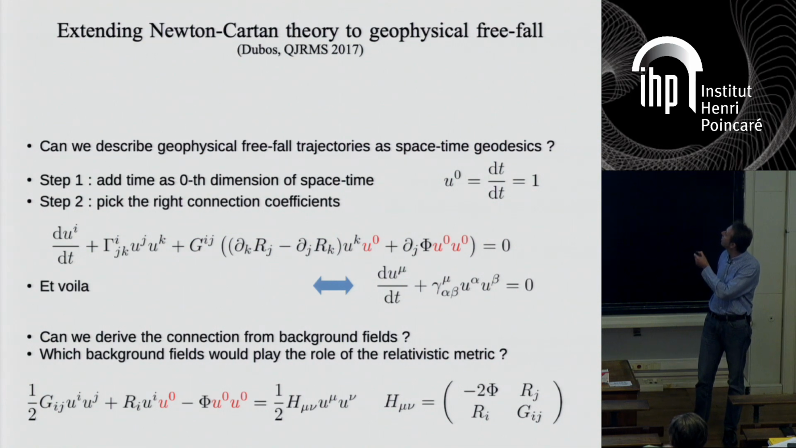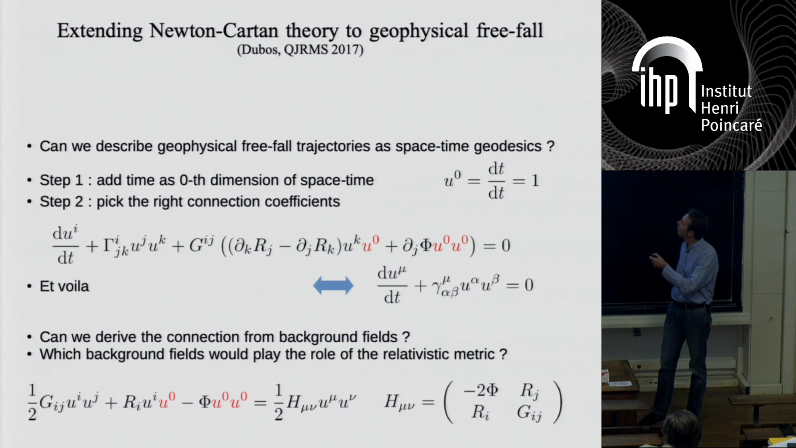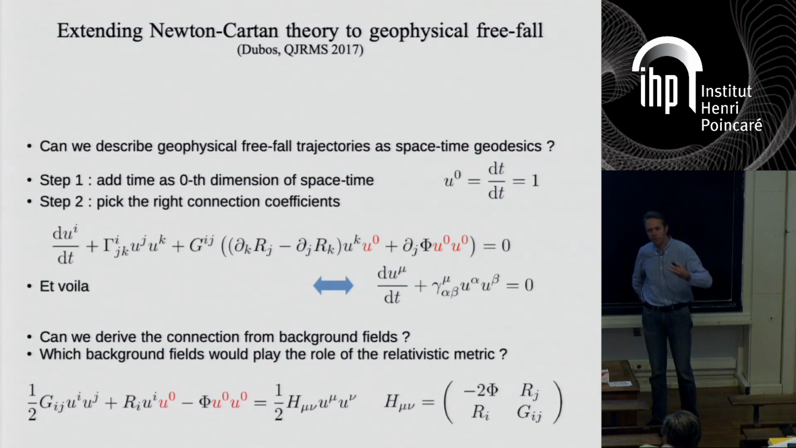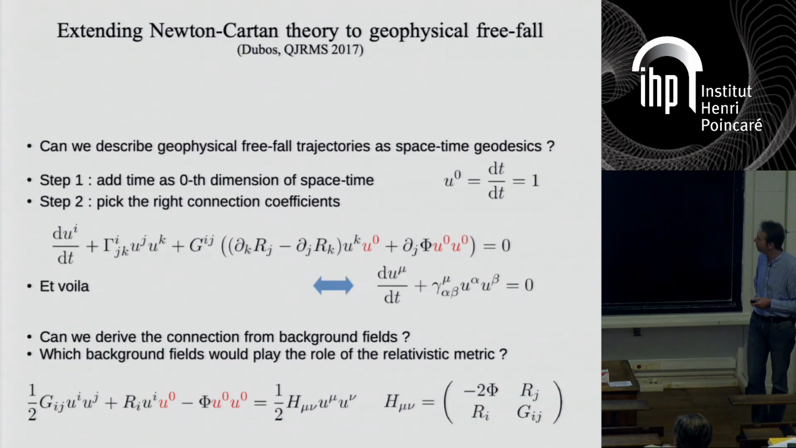Well, yes, it's exactly the same trick. So Cartan did this, and we will do this for the Coriolis force. So now everything is bilinear in the velocity. So we have just defined a space-time connection for which geophysical free fall trajectories are geodesics.